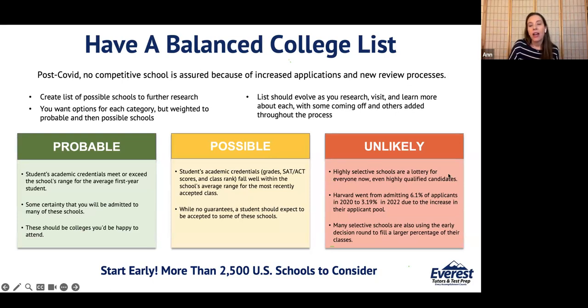Highly selective schools are a lottery for everyone now, even highly qualified candidates. You know, Harvard's down to that 3.19. And what this means is that 97% of the kids who apply are going to get a no. And I would say out of that 97%, probably at least 80% of those students are well enough qualified to go there. So just going into this process means having some reasonable expectations. It doesn't mean you shouldn't put those schools on your list. You should certainly reach for the stars, but the list should not be weighted with too many unlikely schools because inevitably disappointment will probably follow.